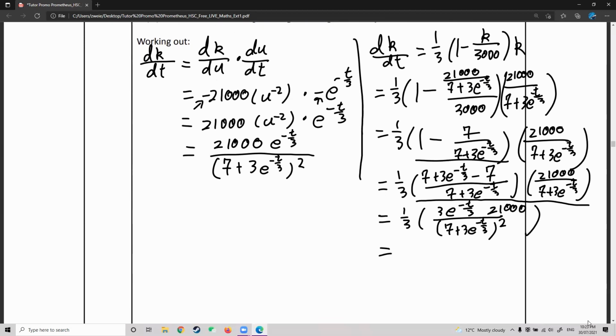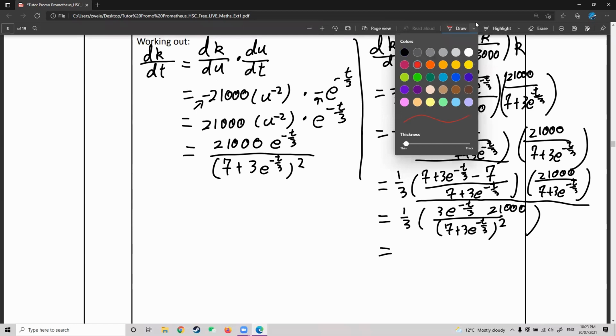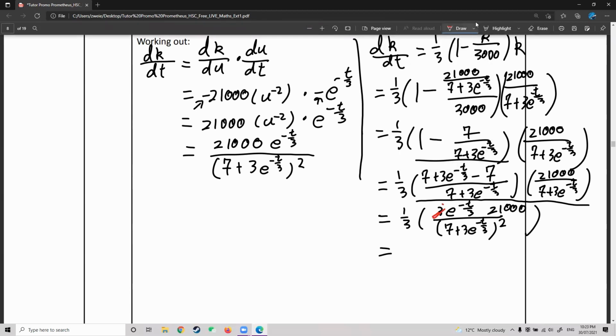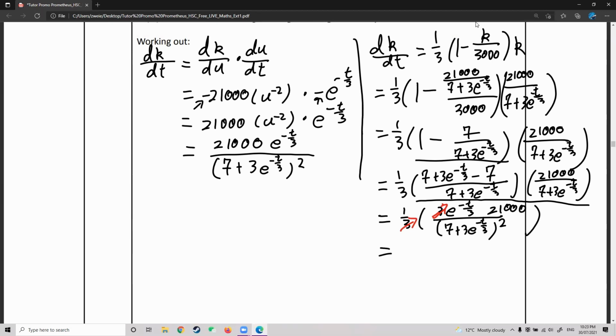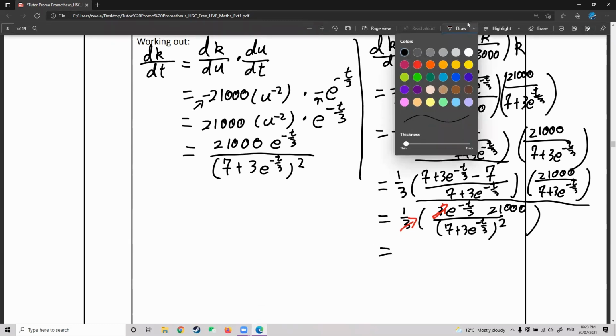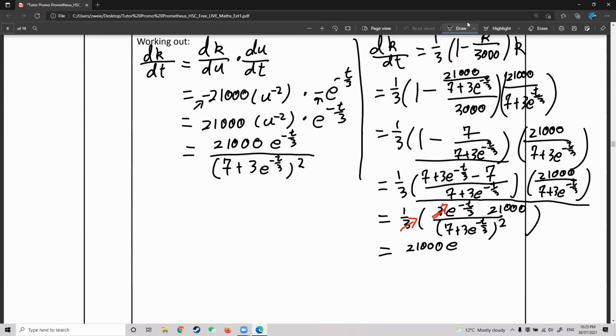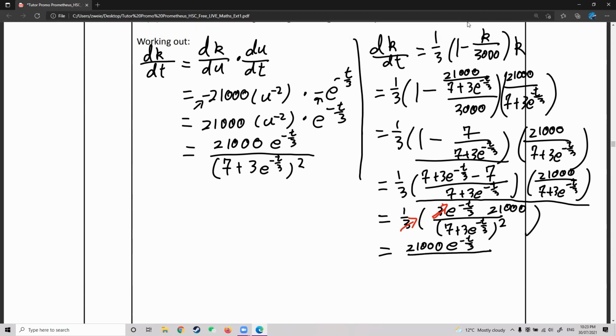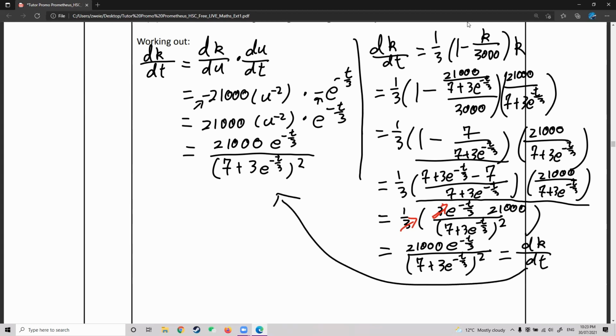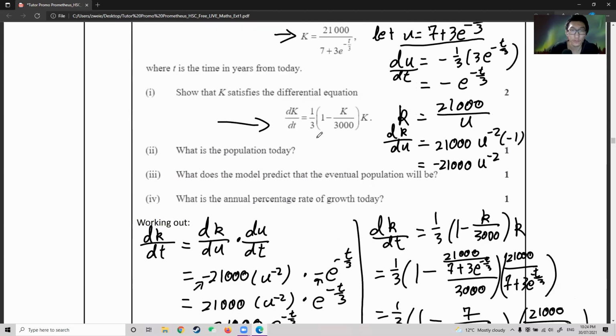And essentially the top 3, I'll use the red color. Top 3 and bottom 3 will cancel out, and I'll be getting 21000 e^(-t/3) over (7 + 3e^(-t/3))^2. And this is essentially the same thing as our dk/dt over here, right? And then now that's part 1 down.